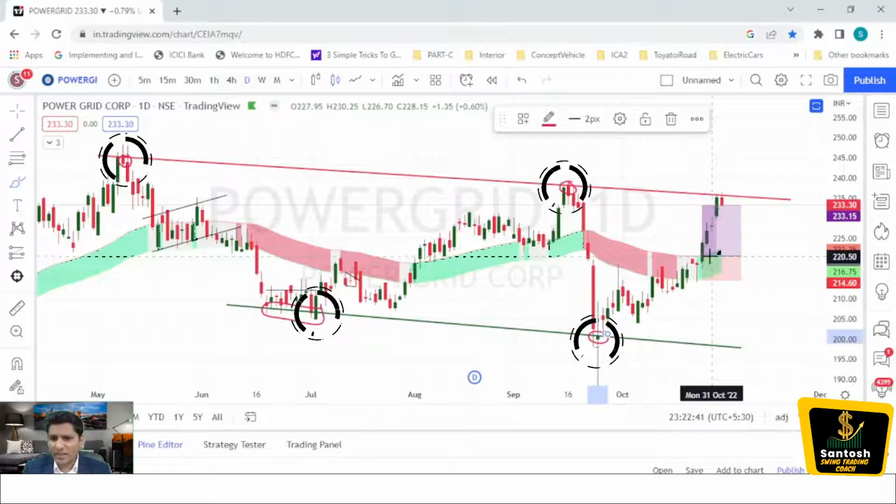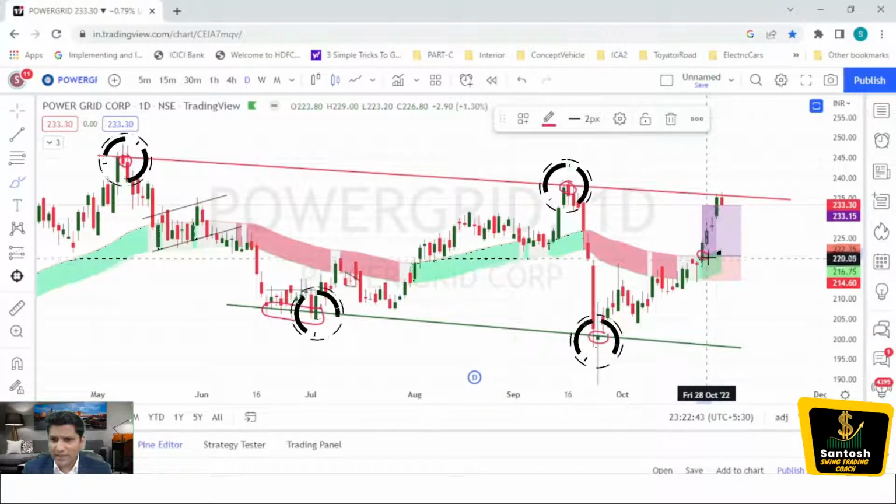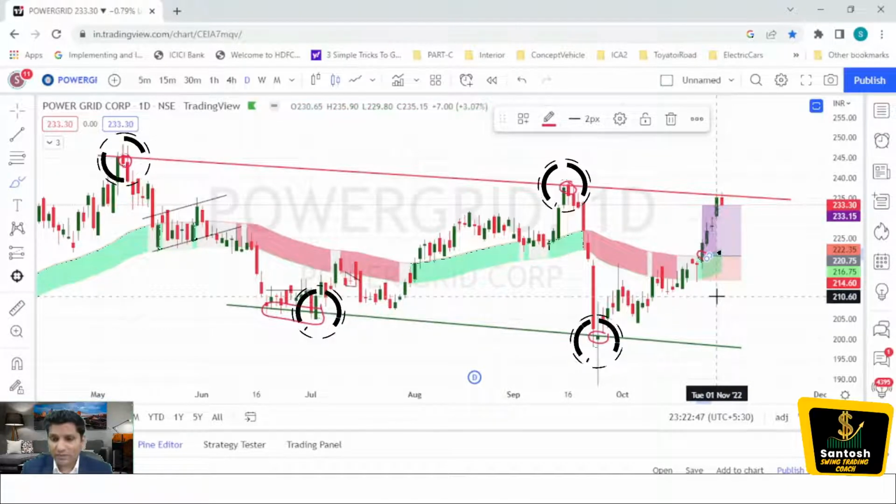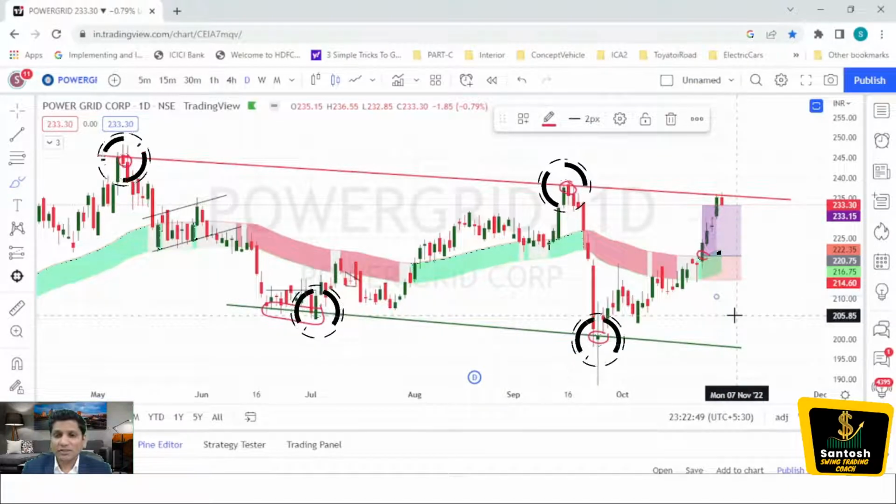Then I gave an entry at this point, when, as I say in every video, the price comes out of the moving average band. So that is the value area. Why value area? Because that's where we get the best risk to reward ratio. So as usual, I took an entry when the price came out of the moving average band area.